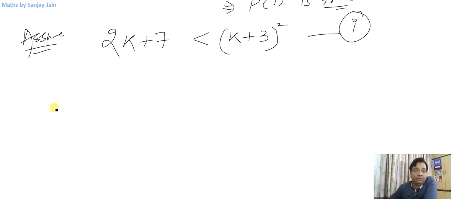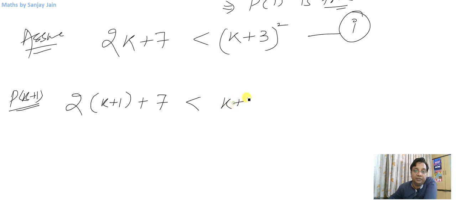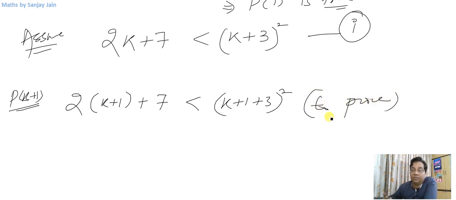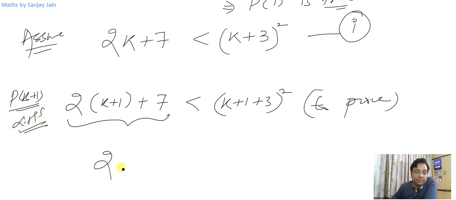So what I need to prove, I need to see p of k plus 1 to be true, right? So what I need to prove is that 2 into k plus 1 plus 7 is lesser than k plus 1 plus 3 squared. This is what I need to prove or need to observe. Okay, so let me write this side only. Let me call it left hand side of p of k plus 1. So 2k plus 2 plus 7, that is 9.